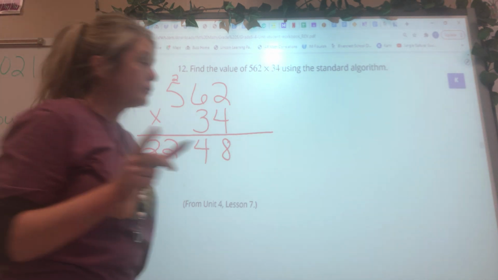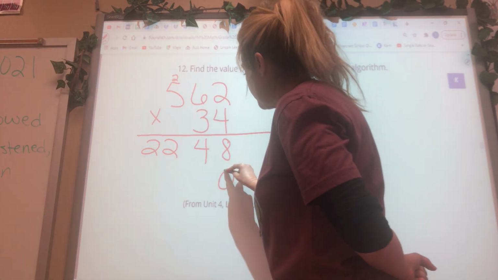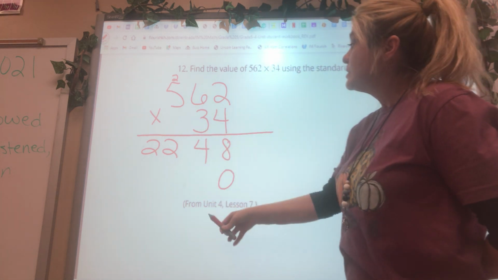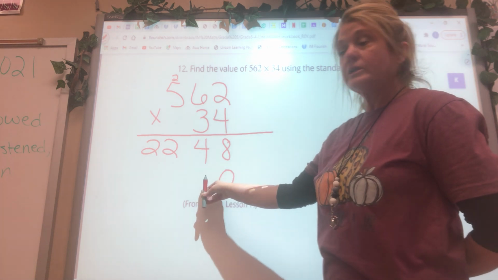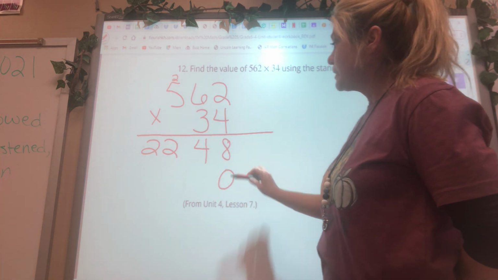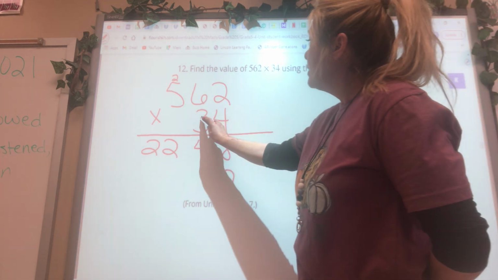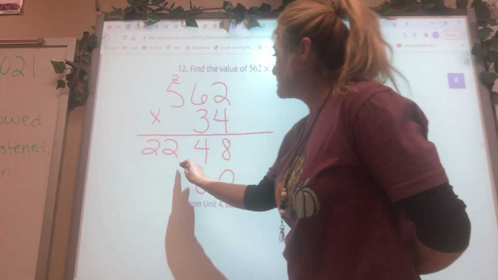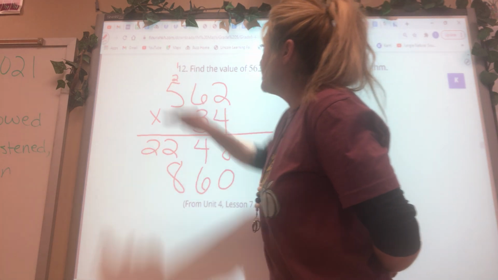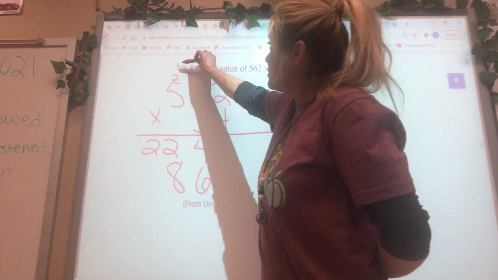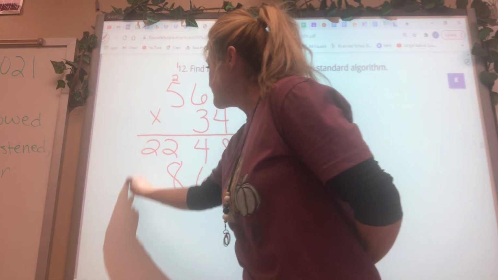Now, don't forget your placeholder 0. You're starting to work with that second number in the tens place, so your actual math calculation needs to start under the second number in the tens place. So put that placeholder 0. 3 times 2 is 6. 3 times 6 is 18. Carry my 1. 3 times 5 is 15, plus the 1 I just carried is 16.